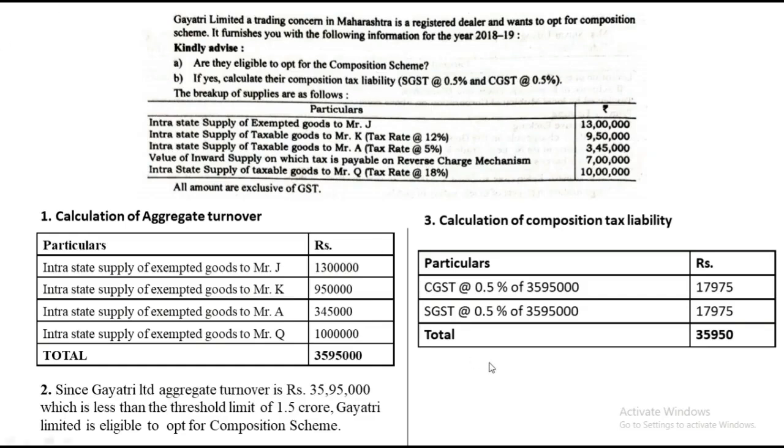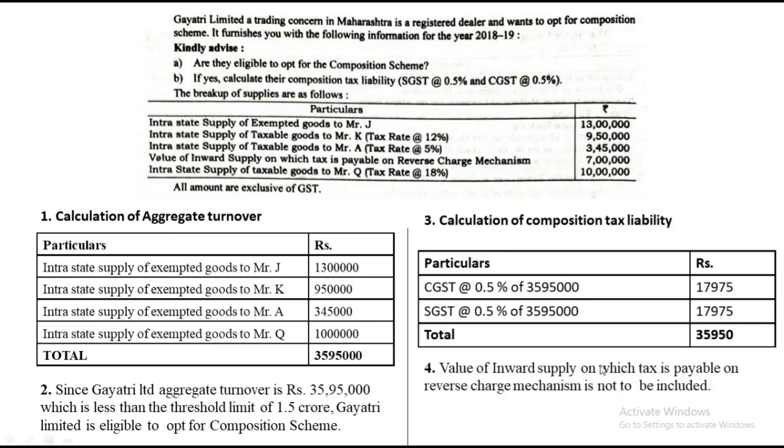Lastly, in step number 4, we just mention things that we didn't consider or didn't take. So we never took a value of inward supply, so we'll just mention in step number 4 the value of inward supply on which tax is payable on reverse charge mechanism. I just noted down that this entire statement is not to be included.